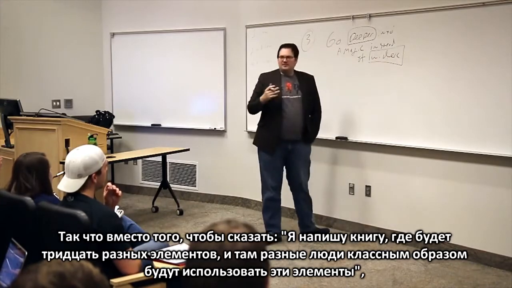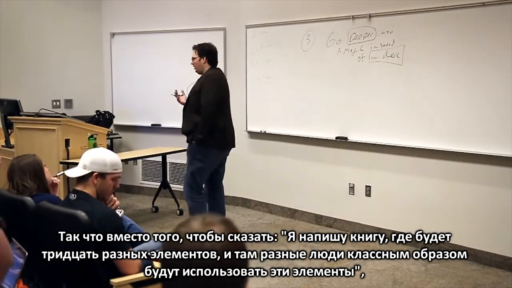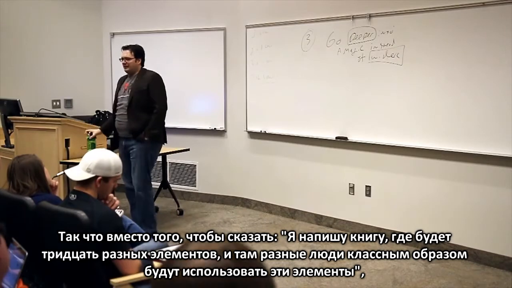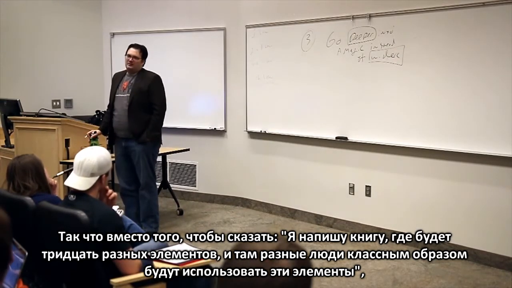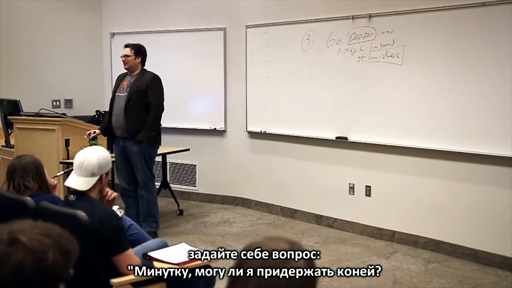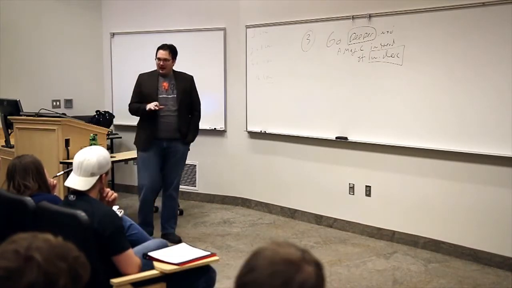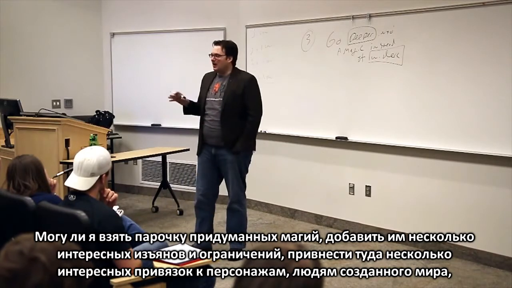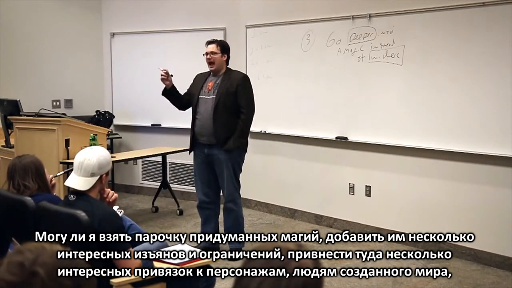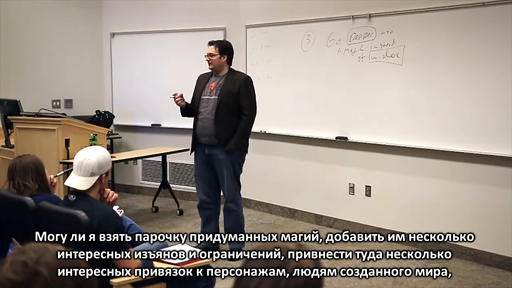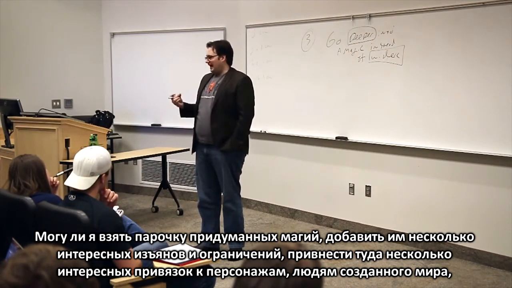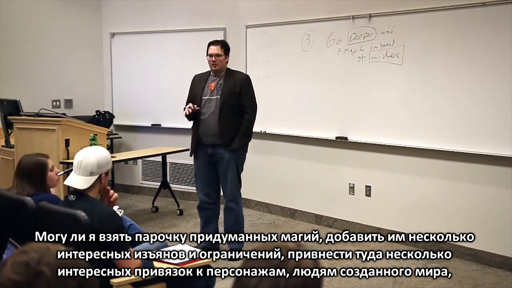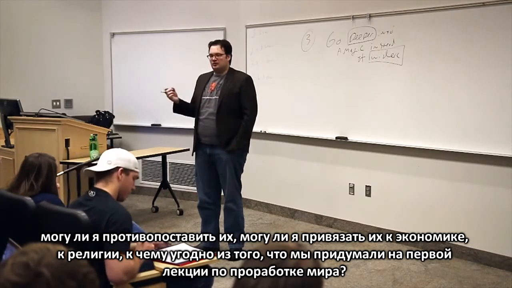So instead of saying, I am going to develop a book where there are 30 different elements, and I'm going to have different people using these different elements in really cool ways, you might want to ask yourself, wait a minute, can I back up? Can I take a couple of these magics I was planning, add some really interesting flaws and limitations, add some really interesting character ties in these magic to the people who are in the world? Can I make them opposed to each other?